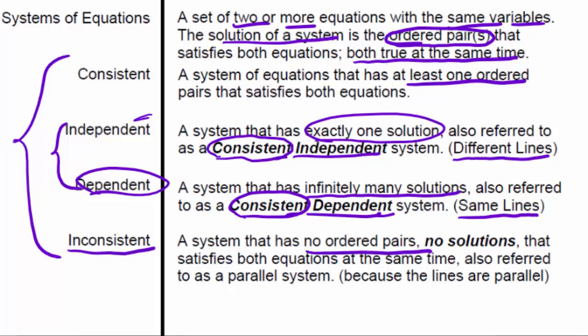It has no ordered pairs or no solutions that satisfy both equations at the same time. We also refer to this as a parallel system. I sometimes use the word parallel to describe the system instead of inconsistent. And the reason it has no solutions is because the lines are parallel, meaning they'll have no x and y's in common at the same time.